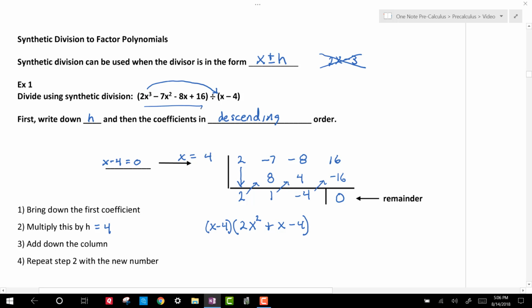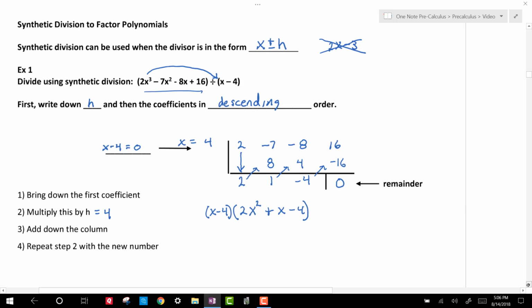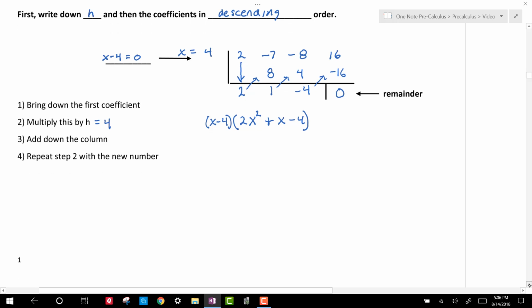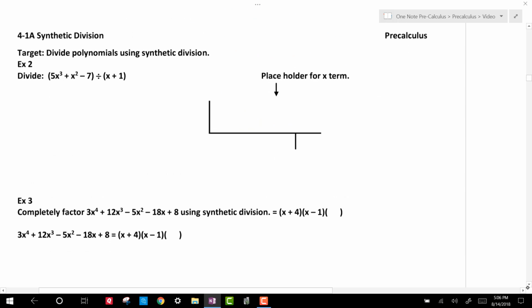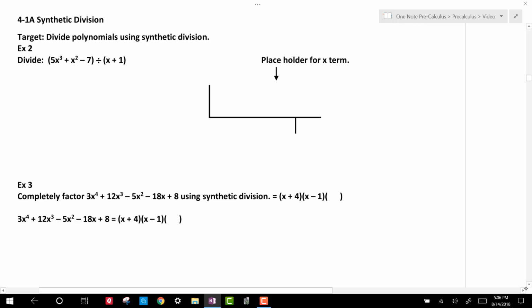Okay? So let's take a look at the next side here. See what we got going on. There we go. All right. So we're going to divide this one. You'll notice we have 5x cubed plus x squared. There's no x term in here, so we're going to have to put a placeholder in there. And then a minus 7. We're going to divide by x plus 1.